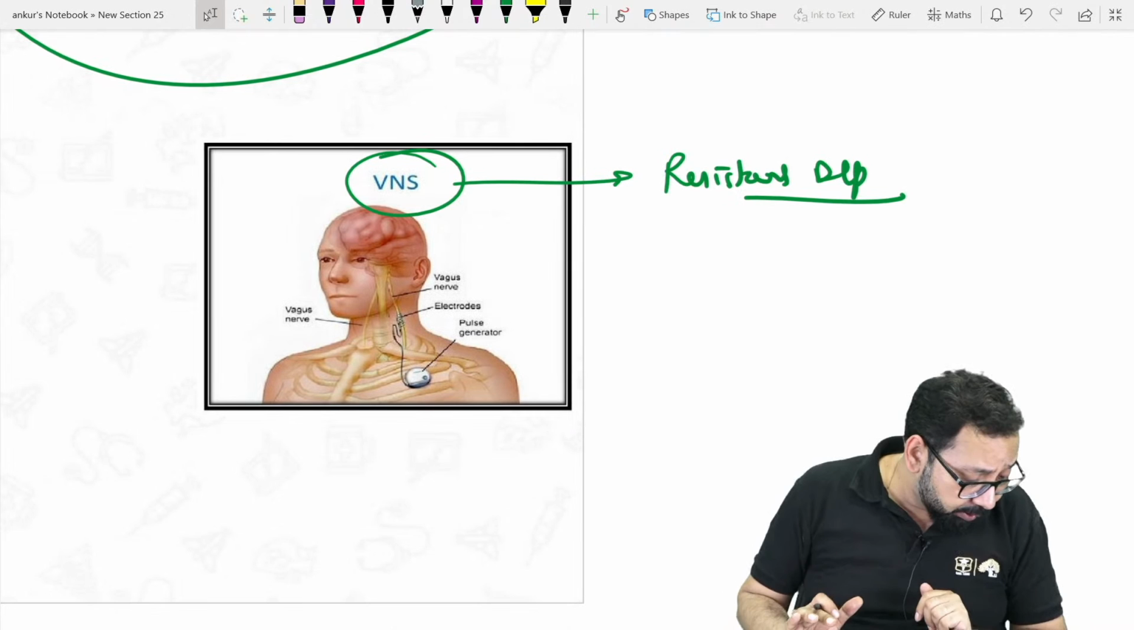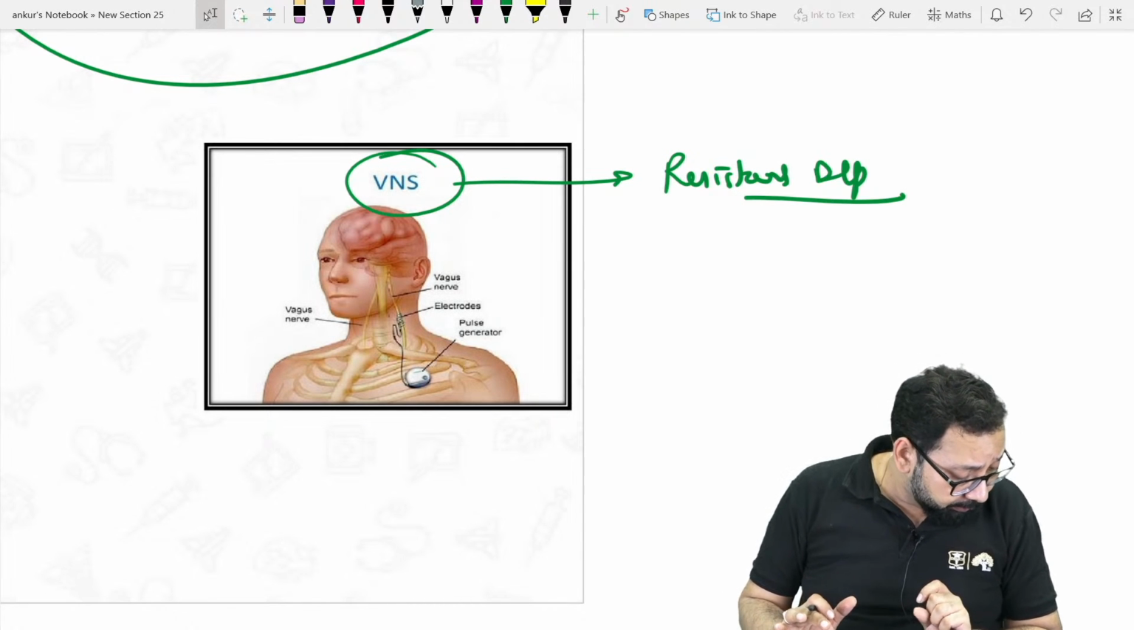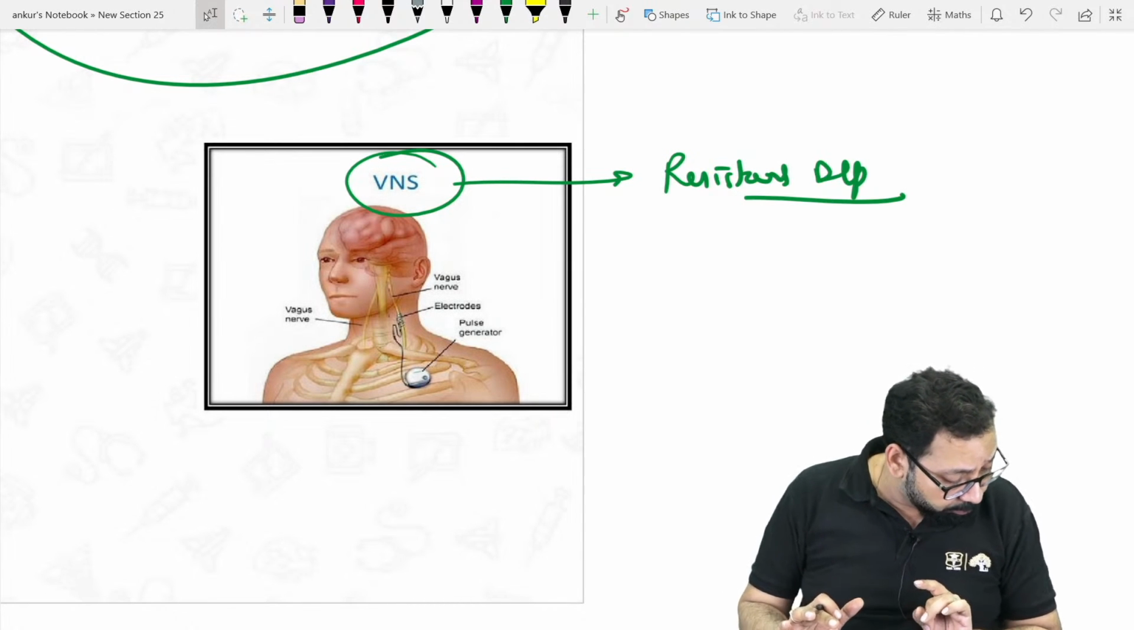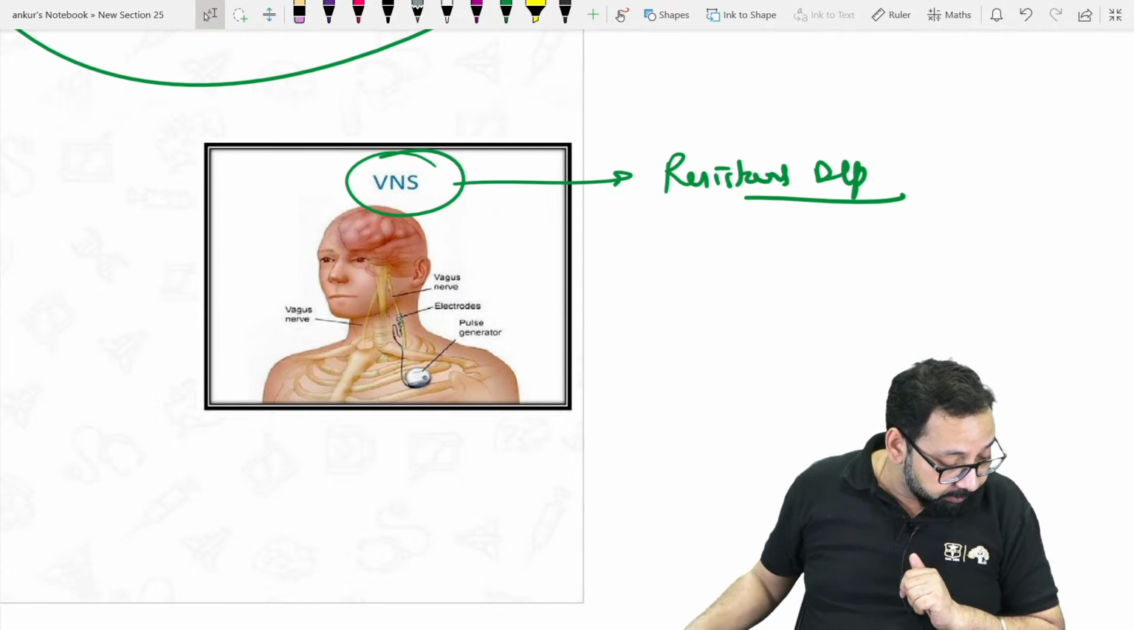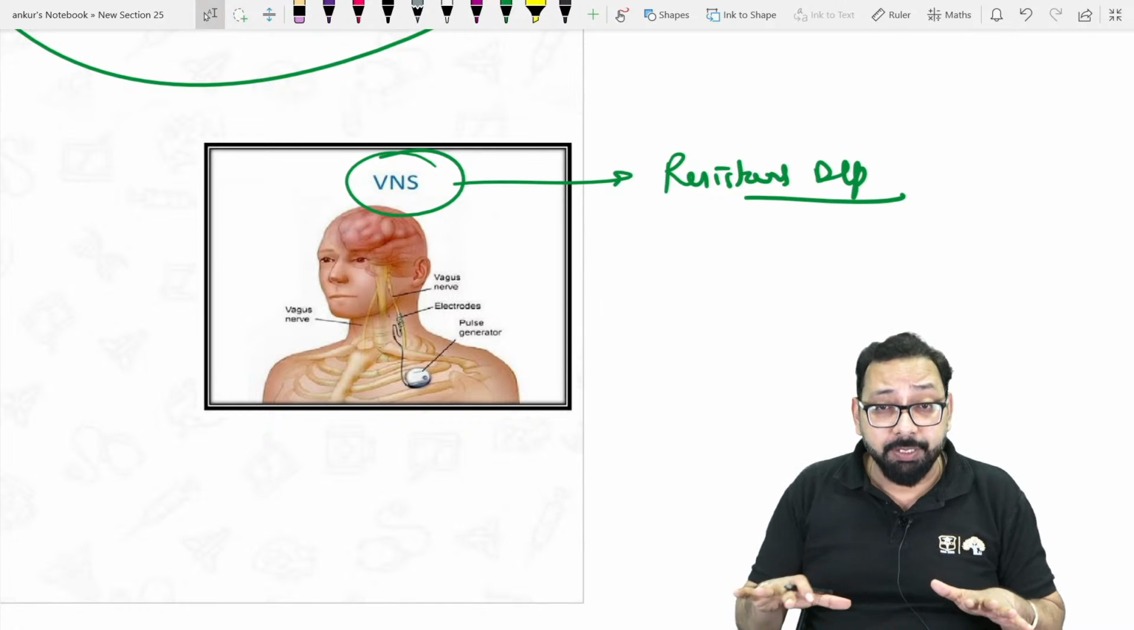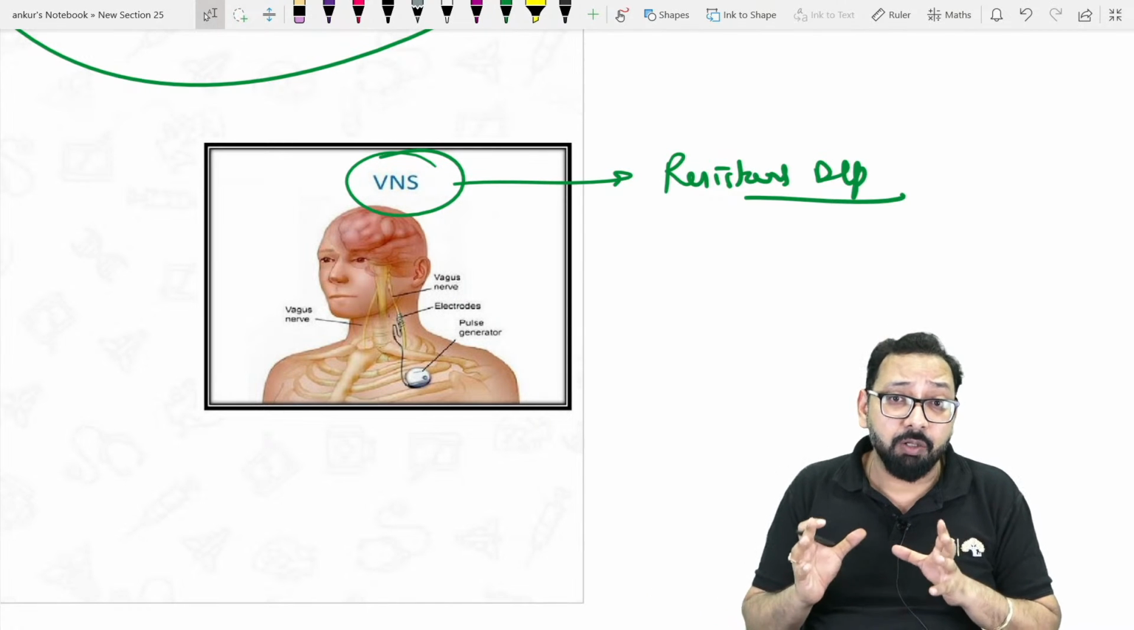Bade Miyan, Chote Miyan was not there. Definitely I will take more sessions of Bade Miyan, Chote Miyan soon. You will find it. But this is more towards the orientation of the subject, a particular subject.